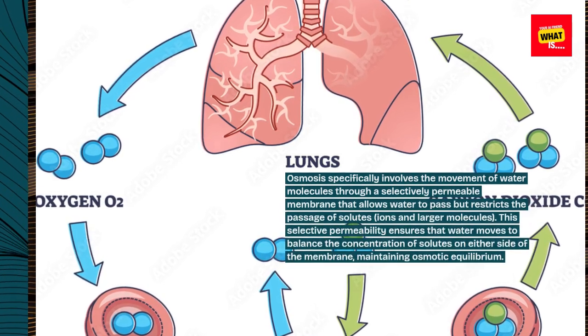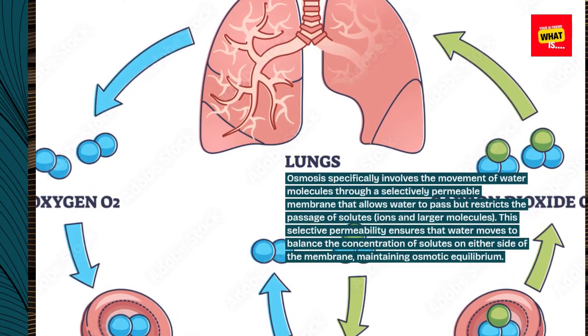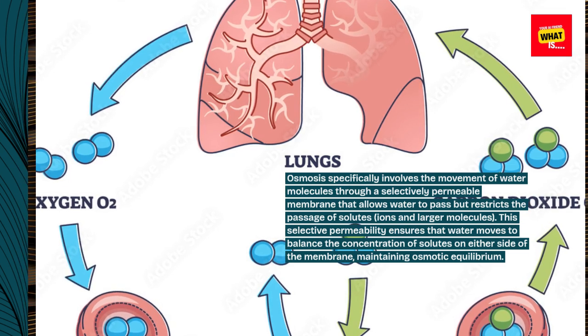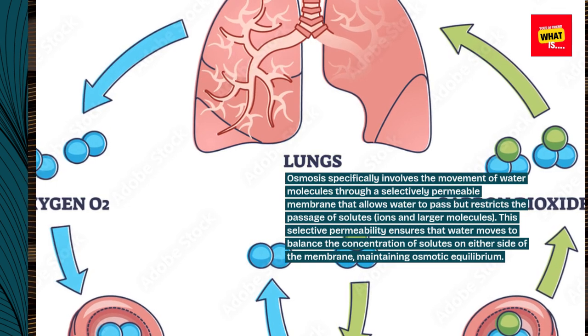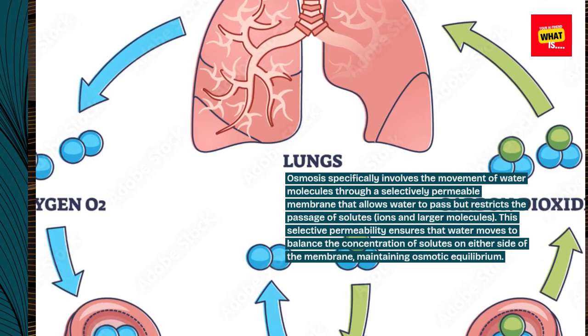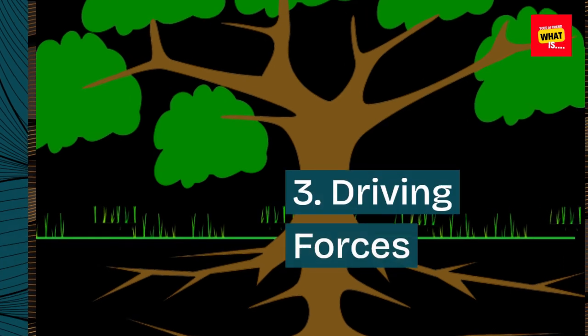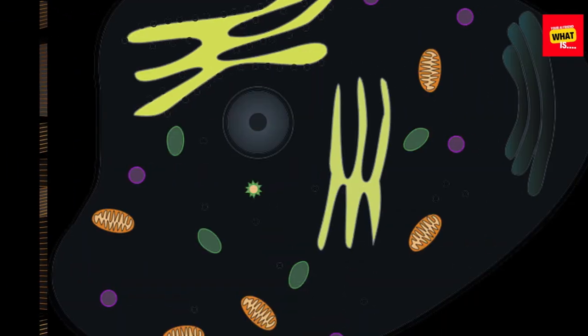Osmosis specifically involves the movement of water molecules through a selectively permeable membrane that allows water to pass but restricts the passage of solutes, ions, and larger molecules. This selective permeability ensures that water moves to balance the concentration of solutes on either side of the membrane, maintaining osmotic equilibrium.